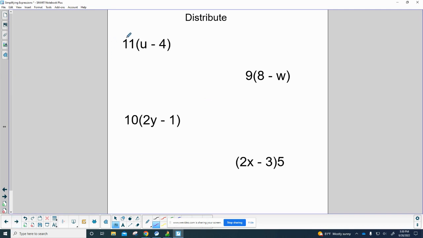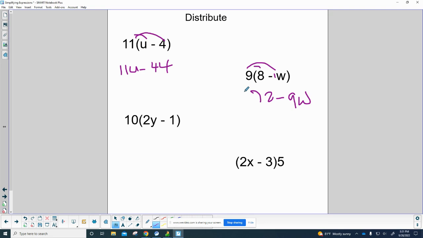How about this one? 11 times u and 11 times 4. So 11 times u would be 11u, and 11 times minus 4 would be minus 44. Or 9 times 8, and then this one. 9 times 8 is 72, and 9 times minus 1w would be minus 9w. So that's how you do those kind of problems.